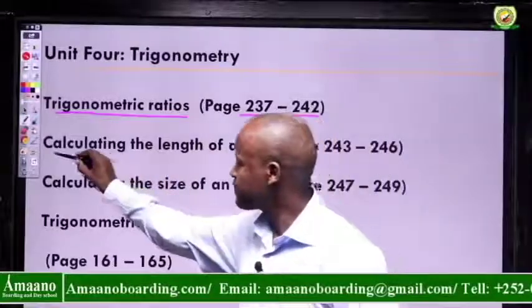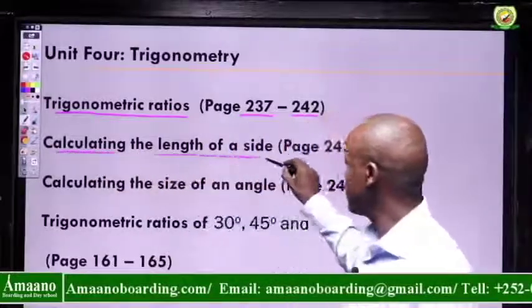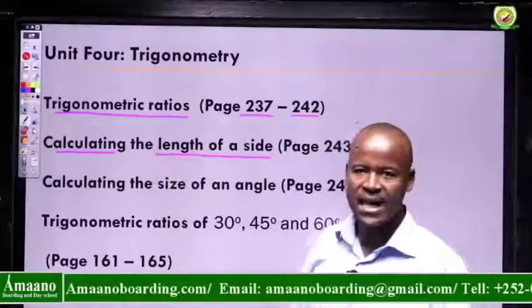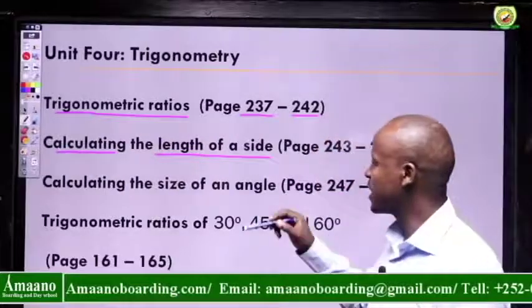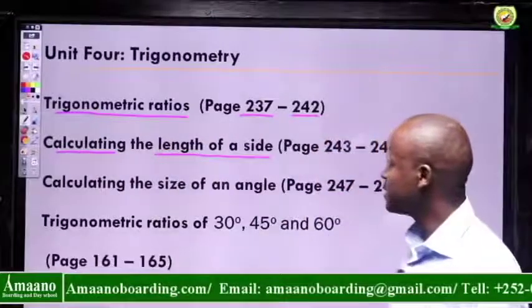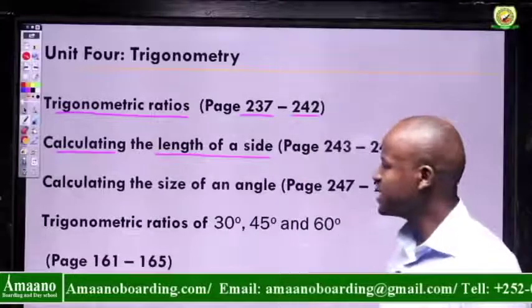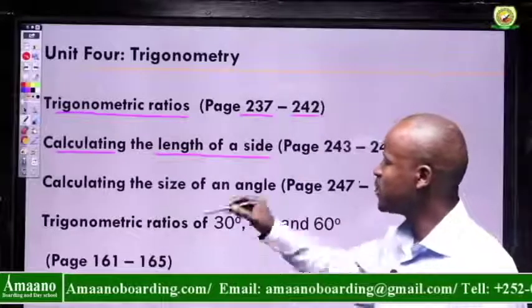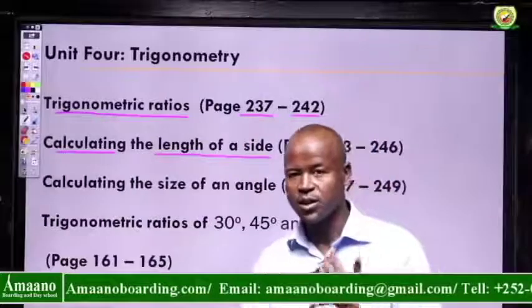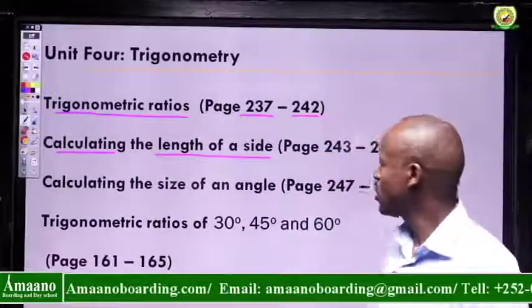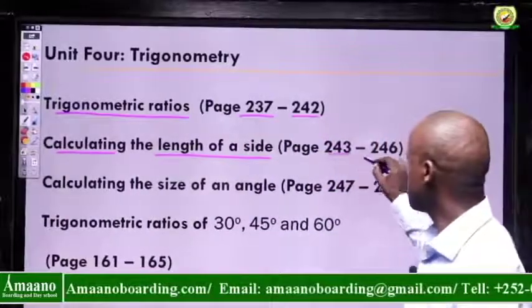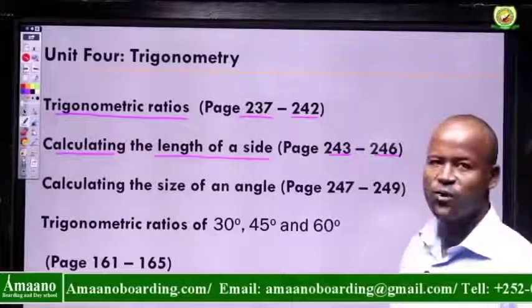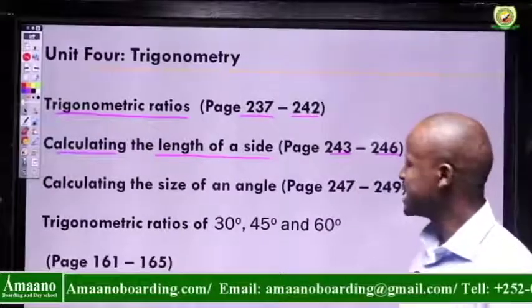The other part is calculating the length of a side. If one side and an angle is given, we can find the side length of the unknown side in a given right-angled triangle. Again, we apply the same trigonometric ratios, either sine, cosine, or tangent. You can find this part on your textbook from page 243 up to 246.